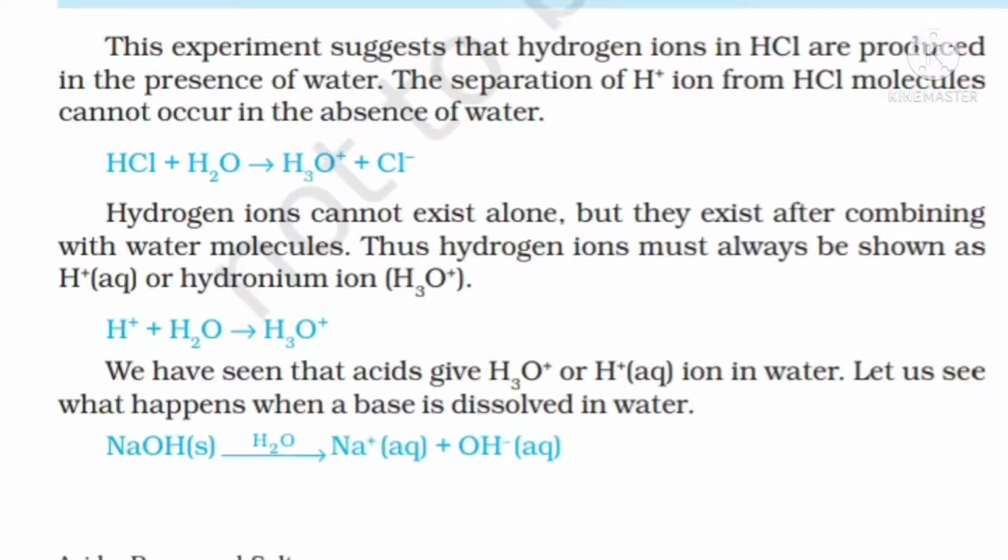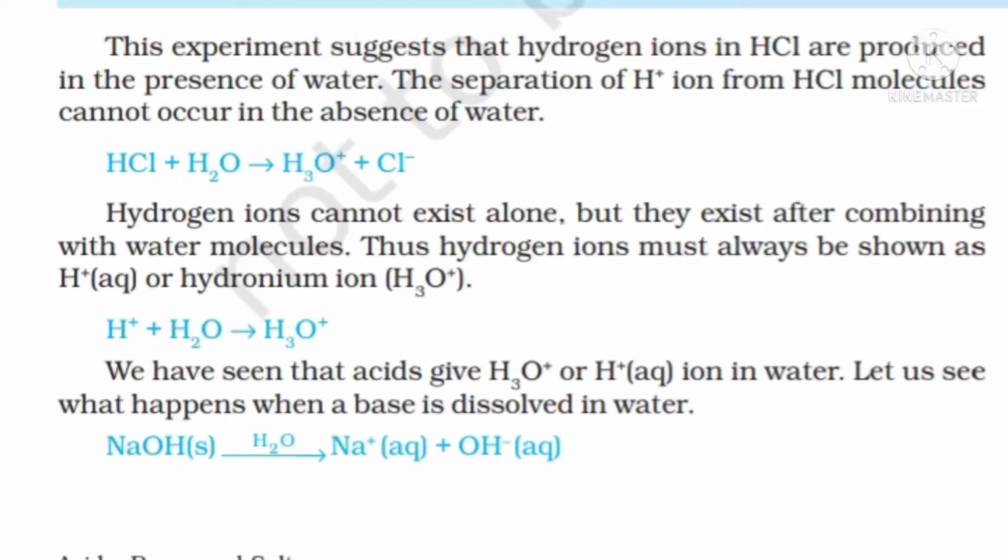HCl plus H2O gives H3O plus and Cl minus. As we learned, hydrogen ion cannot exist alone, but exists after combining with the water molecule. Thus, hydrogen ion must always be shown as H plus or hydronium ion, H3O plus. That is, H plus plus H2O gives H3O plus. And the HCl gas turns wet blue litmus paper red because it dissolves in water present in wet litmus paper to form hydrogen ion, which can turn blue litmus paper to red.